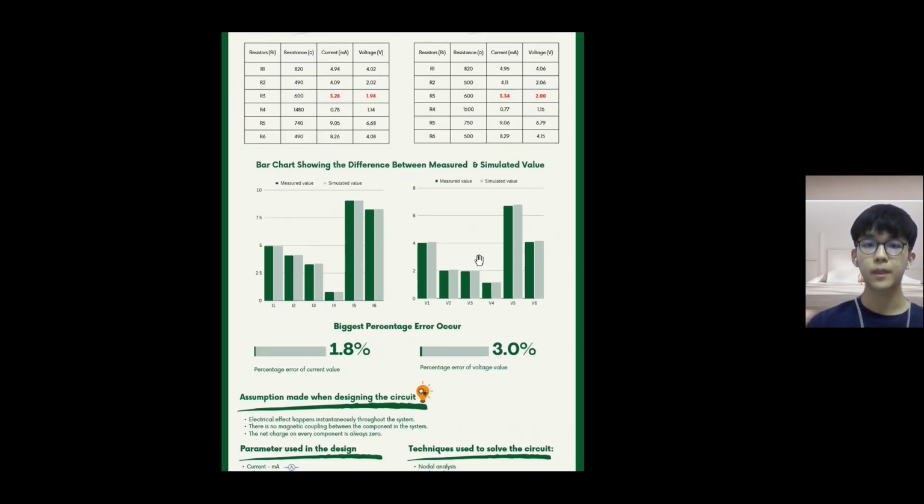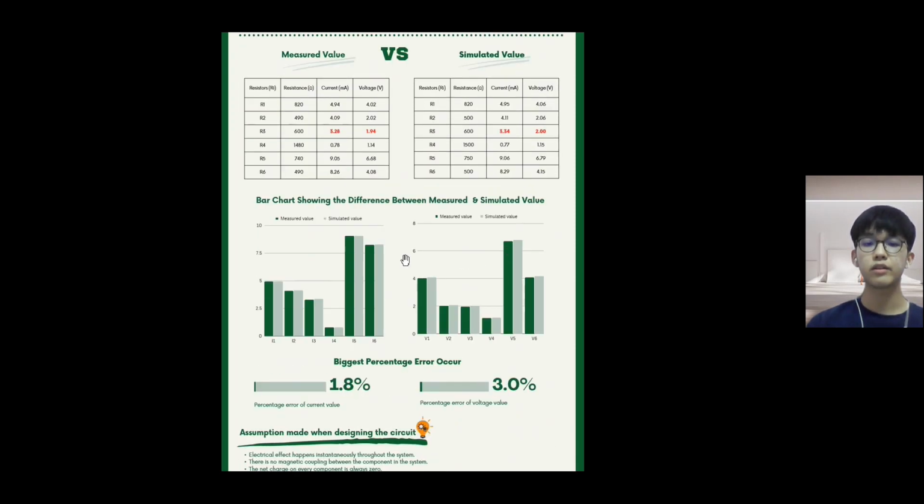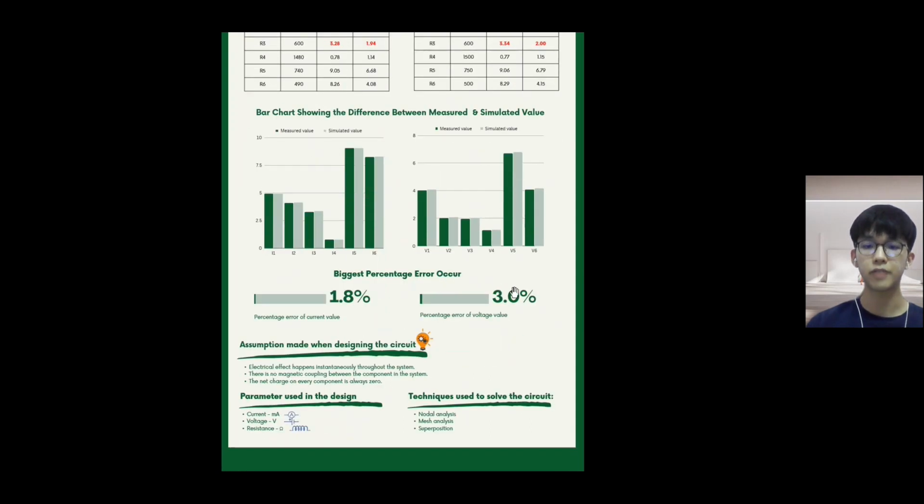The result obtained is satisfactory since the percentage difference, or the percentage error, is under 5%. Therefore, we can conclude that our circuit is well designed because it can be constructed in real life, while at the same time, the real-life constructed circuit gives a similar output as in the simulation.